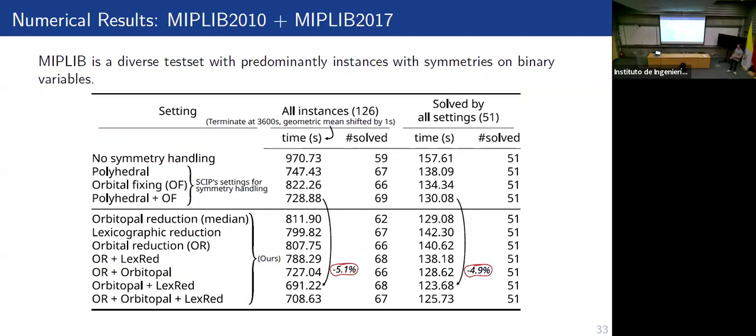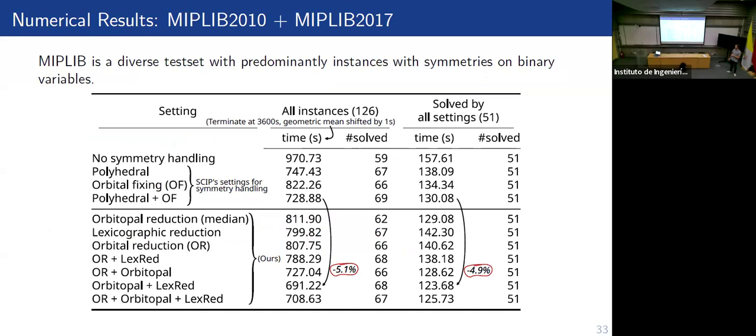Results, they look quite good. So in the traditional SCIP setting, the best running time was 728.88 seconds. We were able to reduce that to 691.22 seconds, which is an improvement of 5.1%. Unfortunately, there was one instance fewer that we were able to solve, which is a very large instance. And if you look at the solved instances, then we win 4.9%.